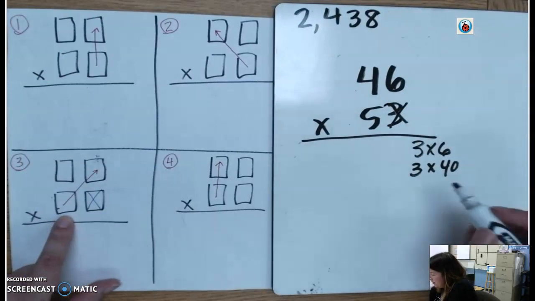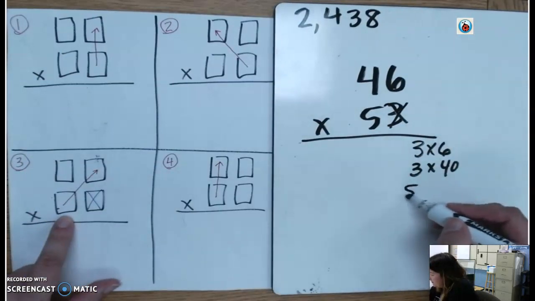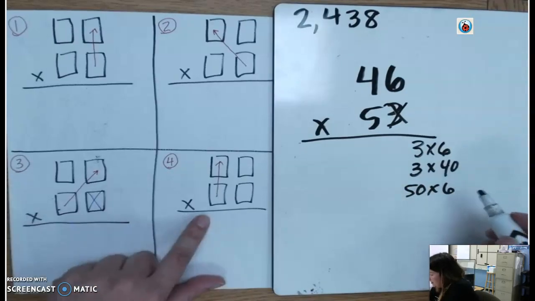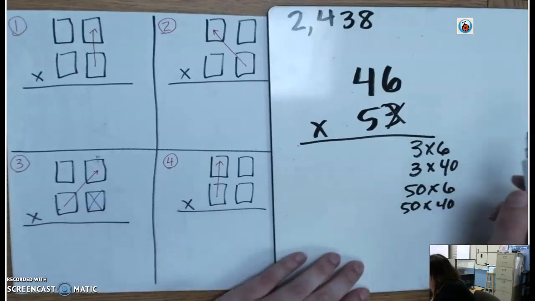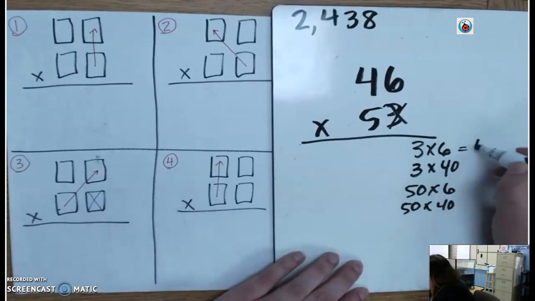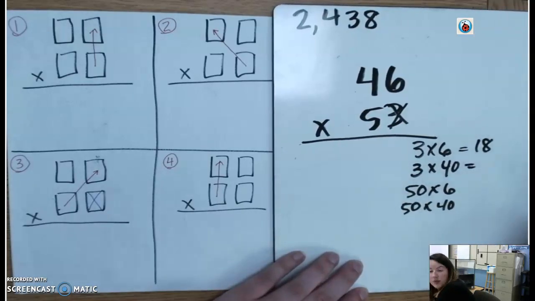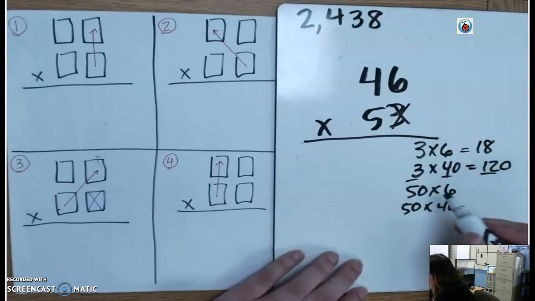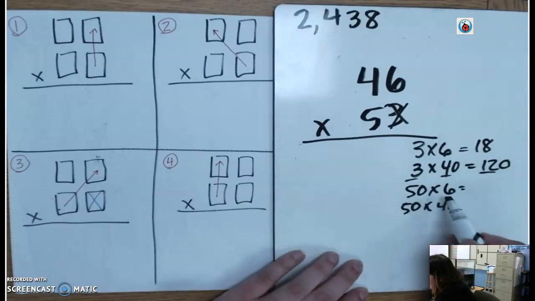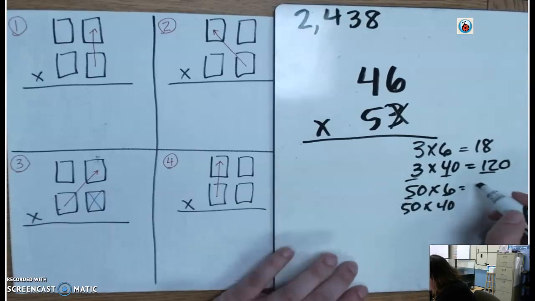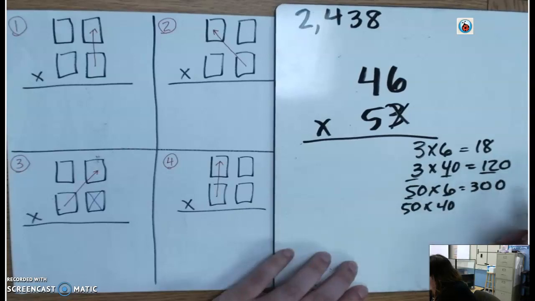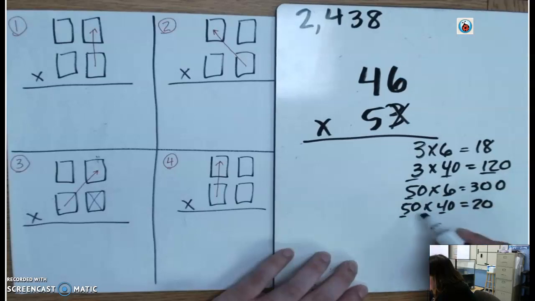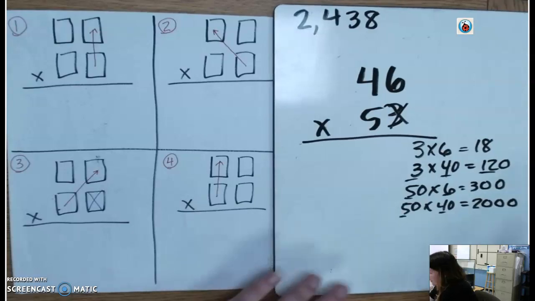Step 3 says 50 times 6. Step 4 is 50 times 40. So let's solve these real quick. 3 times 6 is 18. 3 times 40 is 120, or 3 times 4 is 12, plus my 0. 50 times 6, well I know 5 times 6 is 30, plus the extra 0. And then 50 times 40, 5 times 4 is 20, plus the 2 extra zeros is 2,000.